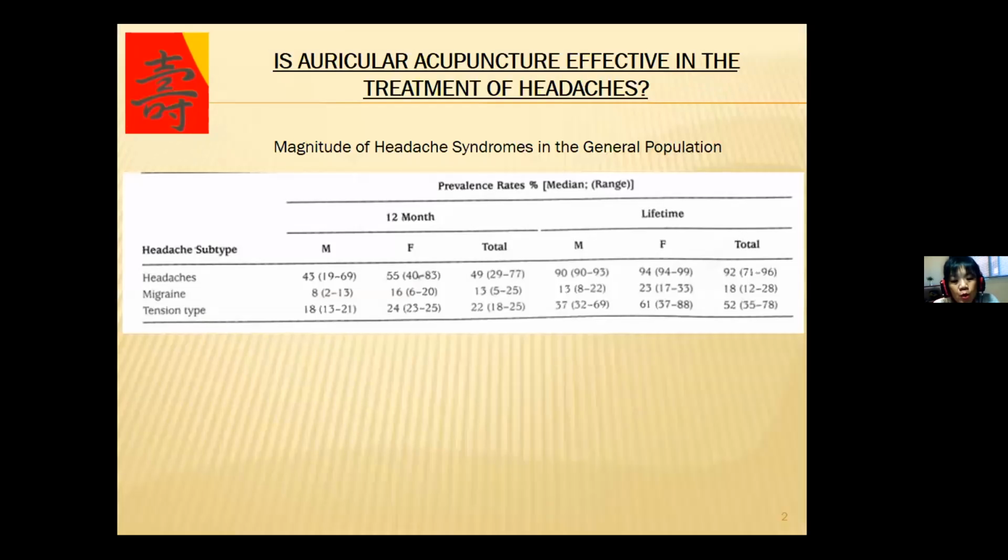Headache is a pain anywhere in the region of the head and neck. Approximately 50% of the population suffer from headaches during the year, and more than 90% report a lifetime history of headache.